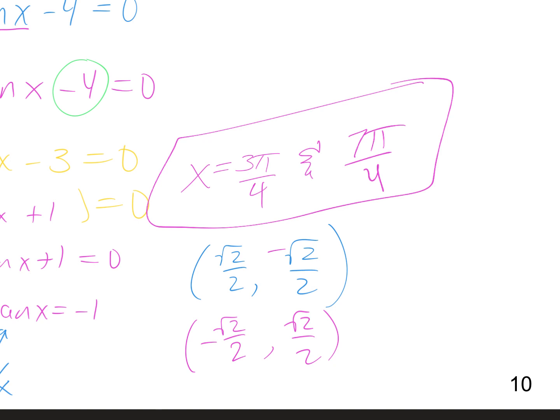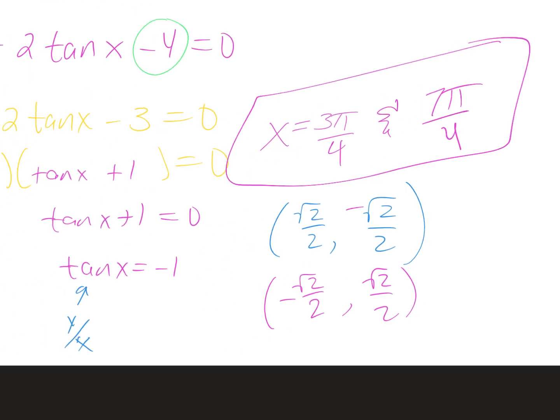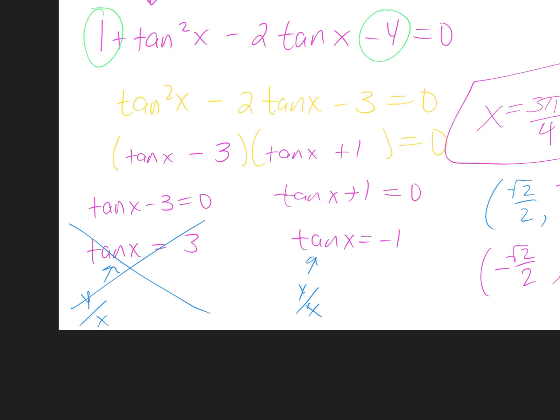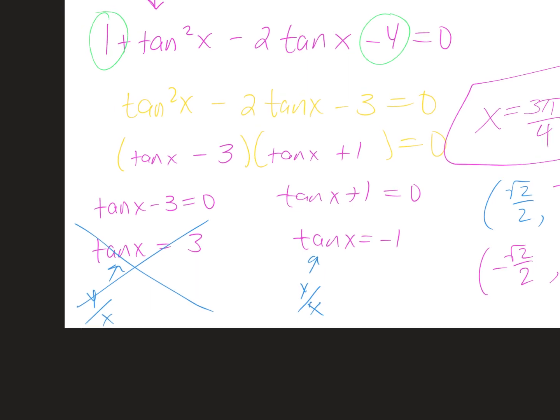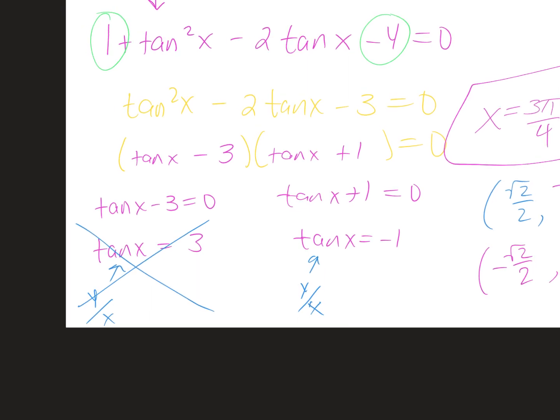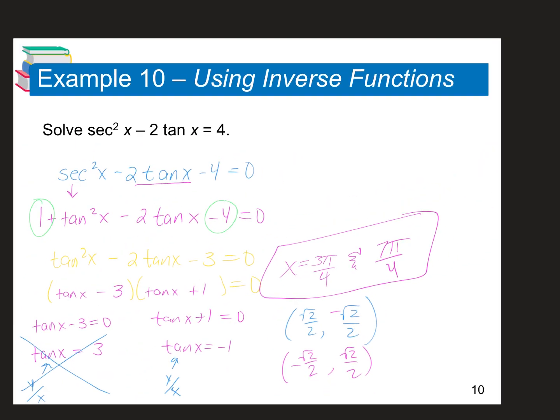Okay. And then what do you do with the tangent x is equal to 3? Just cross it out. What is that considered? It's no solution because it's not on the unit circle. You'd have to have a calculator. Yes, ma'am. Sure.